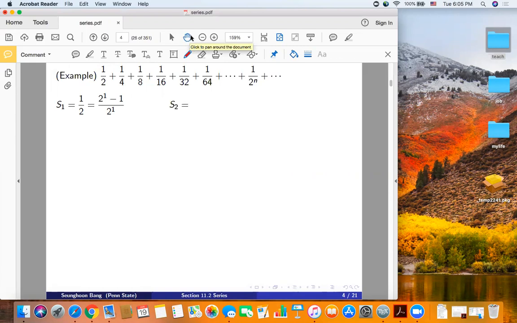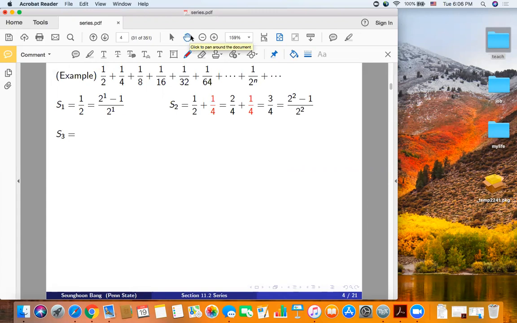S2 is adding the first two terms: 1 over 2 plus 1 over 4. You just change it to one fraction by using a common denominator. The common denominator of 2 and 4 is just 4. You can change the first one to 2 over 4 plus 1 over 4. So we have 3 over 4. The 3 over 4 is exactly the same as 2 squared minus 1 over 2 squared, right?